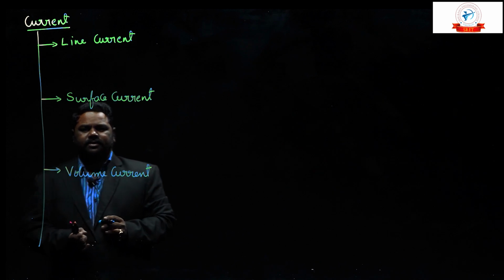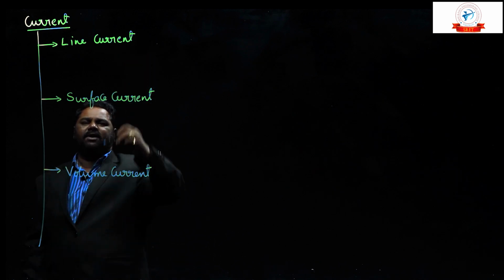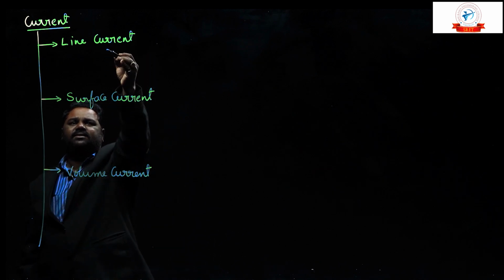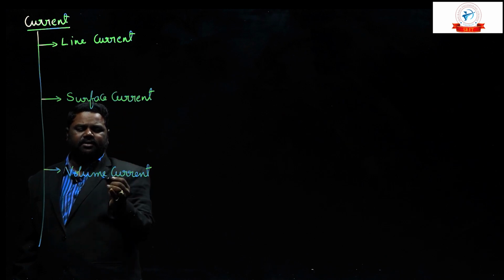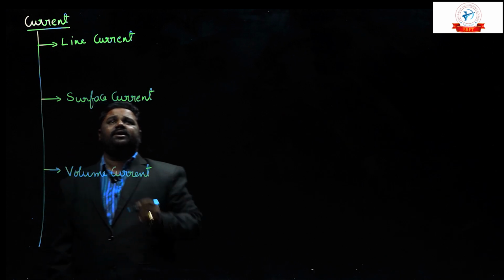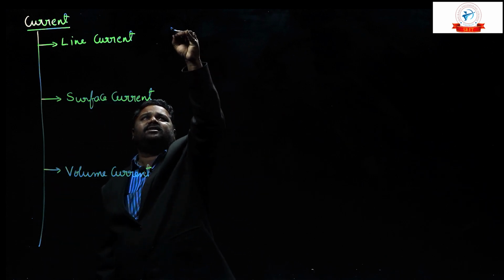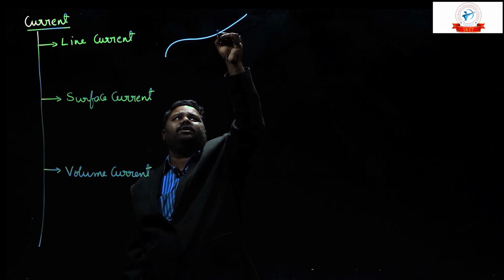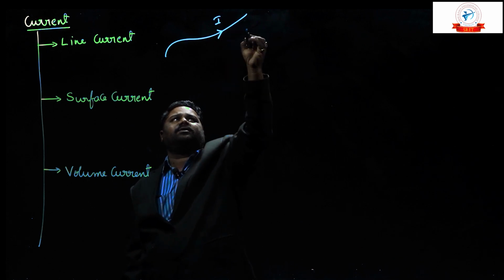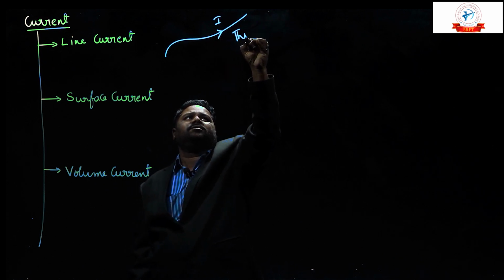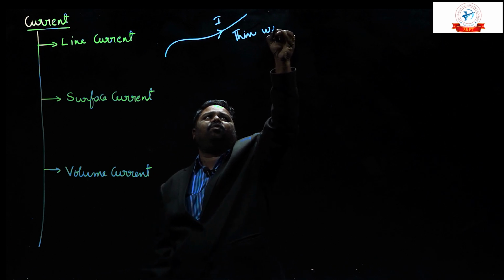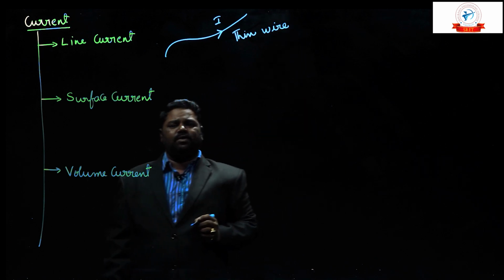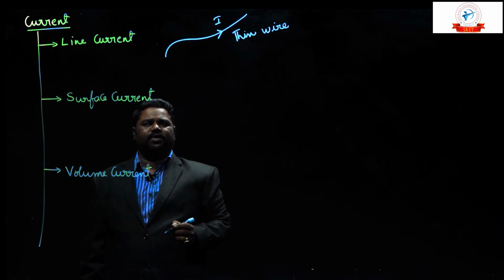Now consider the current is available in three different forms. One is called a line current, the second one is surface current, and the third one is volume current. Here the line current means, let us consider the current flowing through a thin wire. When current flows through a thin wire, the current is called a line current.